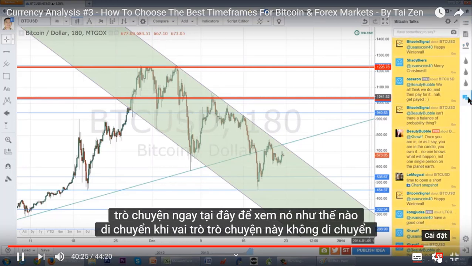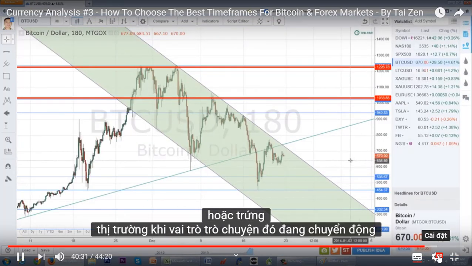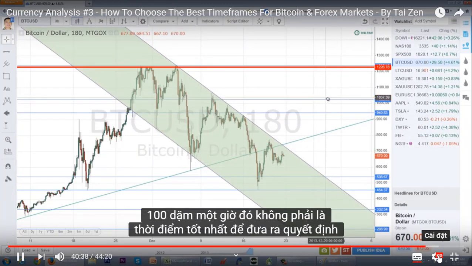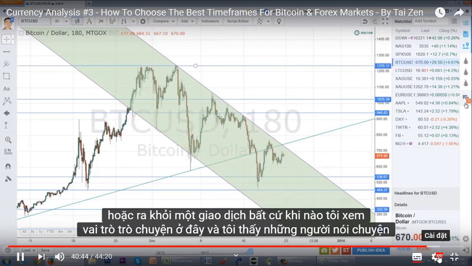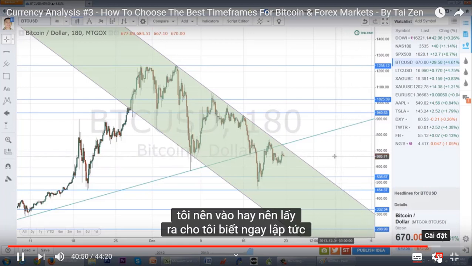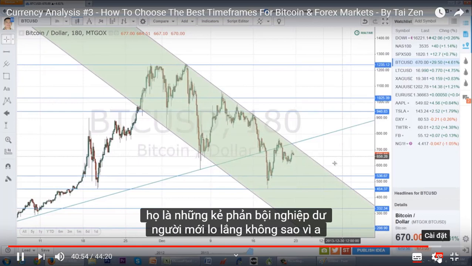When this chat roll is not moving, that's when you make a decision to enter or exit the market. When that chat roll is moving at 100 miles an hour, that is not the best time to make a decision to get in or out of a trade. Whenever I watch the chat roll here and I see guys talking about should I get in or should I get out, that lets me know immediately that they are amateur traders. They are nervous novices, okay?